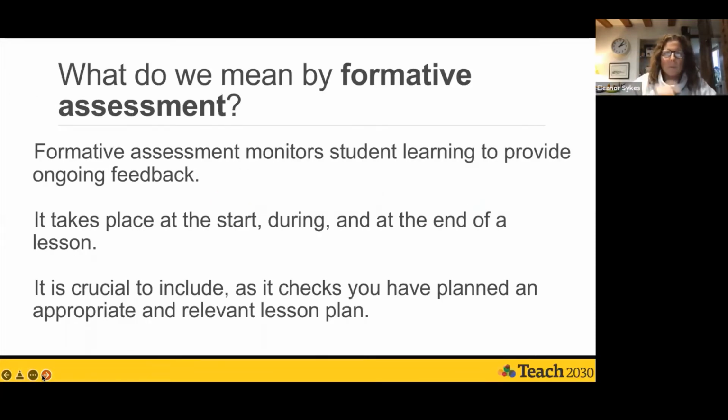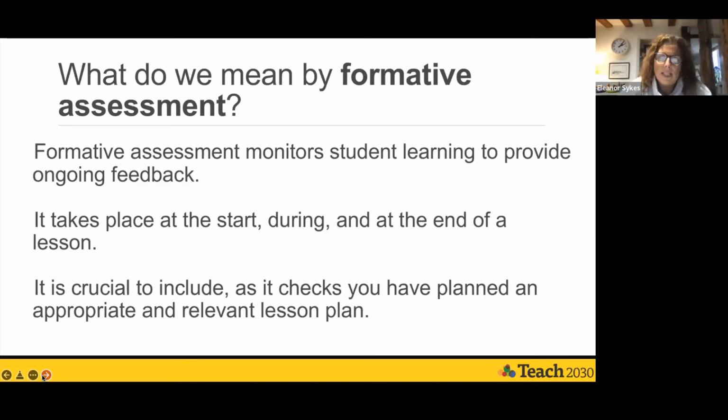So first of all, what do we mean by formative assessment? This is a term that we hear used a lot in classrooms, and sometimes I think we need to go back and review exactly what it does mean so that we can be sure that we understand its meaning and how to use it and when we use it.